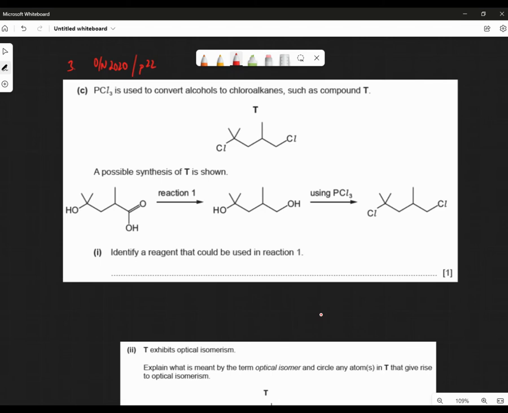All right. So PCl3 is used to convert alcohols to chloroalkanes such as T. There's T. A possible synthesis of T is shown. Identify a reagent that could be used for reaction 1.